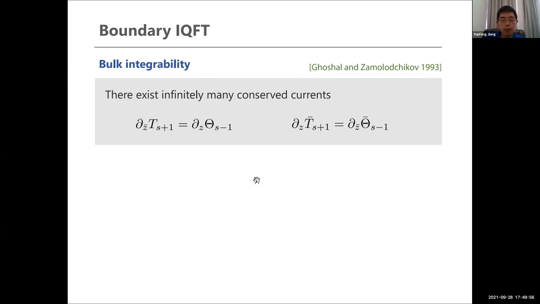So we start with the bulk integrability. If a quantum field theory is integrable, this means in the bulk there are infinitely many conserved currents. So these are the conservation equations. So we have T and theta and T bar and theta bar. And this index s runs from 1, 3, 5, to infinity. So there are infinitely many of these conserved currents.